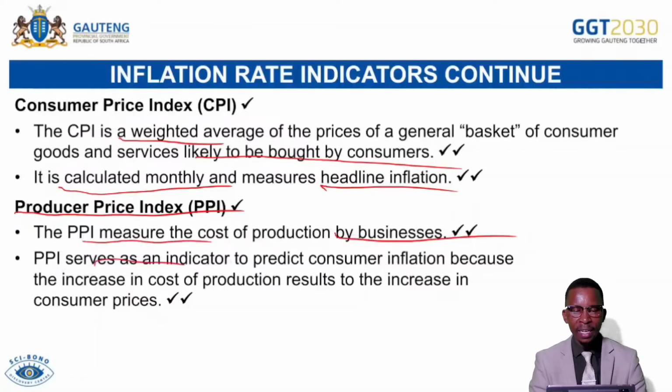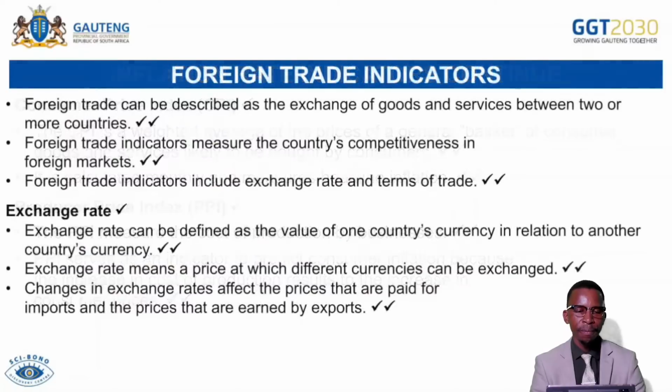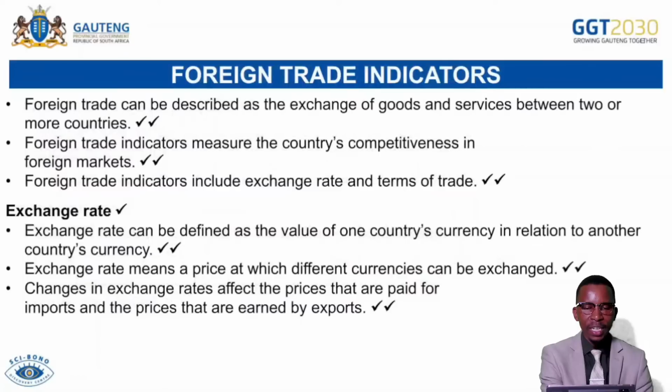PPI serves as an indicator to predict consumer inflation, because an increase in the cost of production results in an increase in consumer prices. And then remember, in the basket of PPI, we have the likes of capital goods and the price of imported machinery or capital goods. They are shown explicitly.